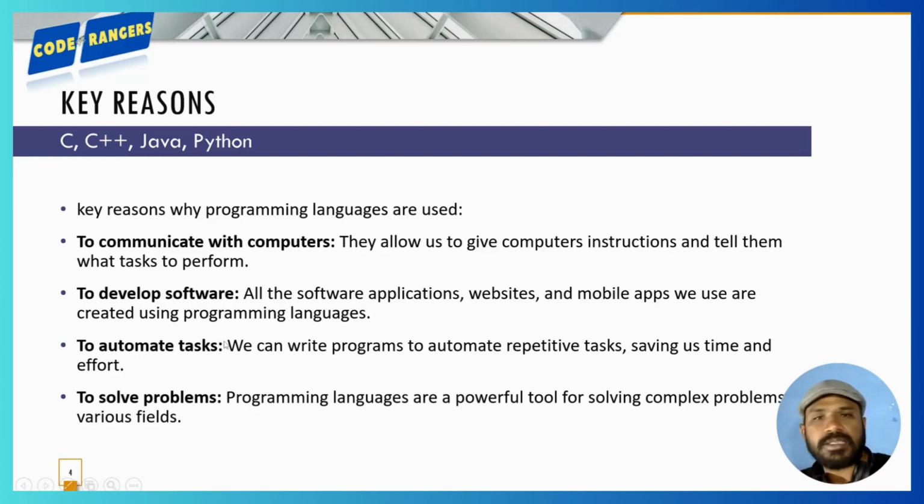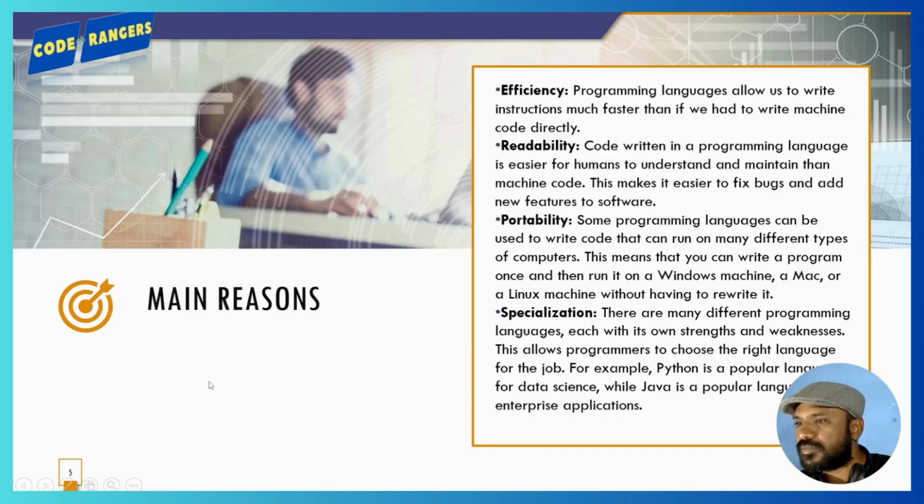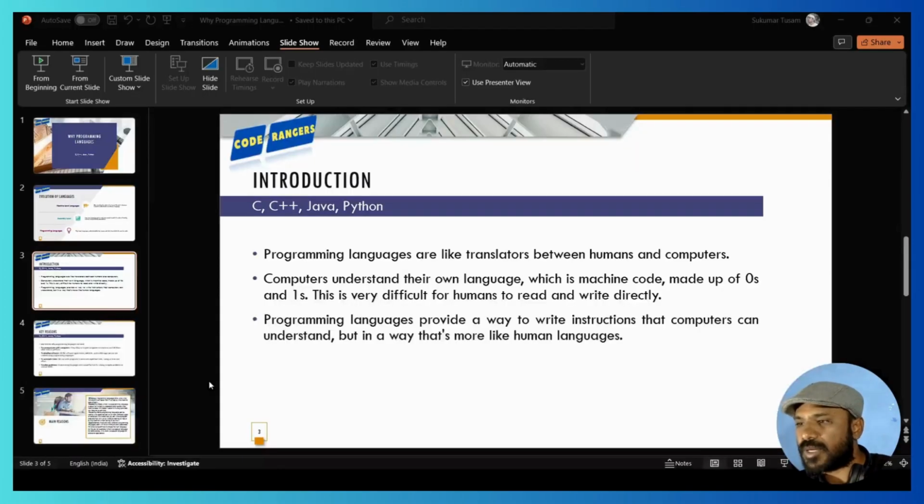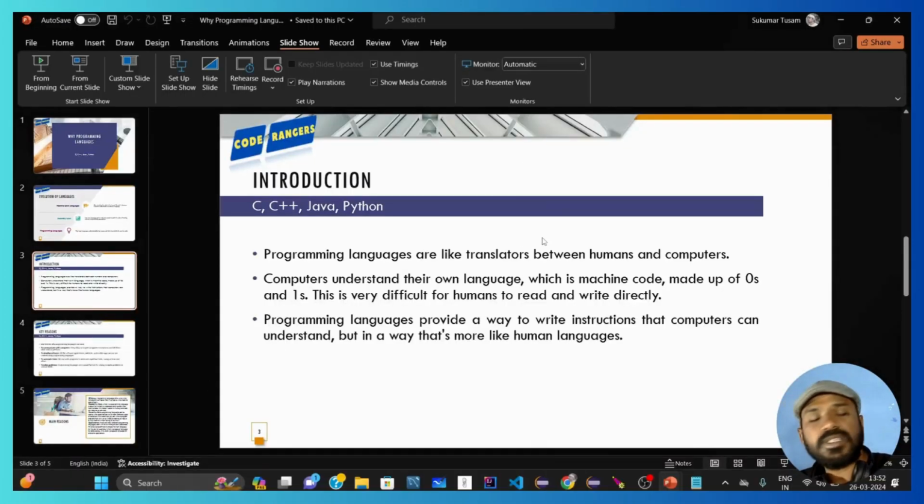Automating a task means, as I said before, if the user is a mathematician, he will enter some steps to calculate. Whatever steps he enters will be performed by default automatically. Or to solve problems. Clear? So this is the main reason why we are using programming languages.